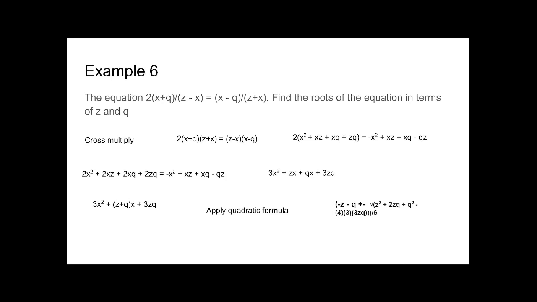So now we just simplify a little bit more. We just say negative z minus q plus or minus the square root of z squared plus 2zq plus q squared minus 36zq. That's basically just simplifying the negative 4ac. And then don't forget you divide by 6 at the end. And that's really all you need for this question. You don't actually need to simplify any further, and you should be able to get full marks for this question just by leaving it up to here.